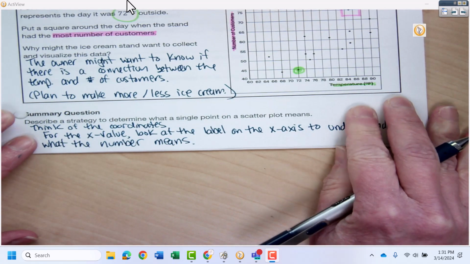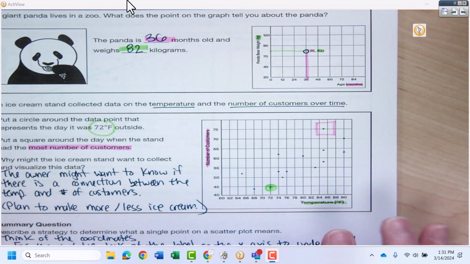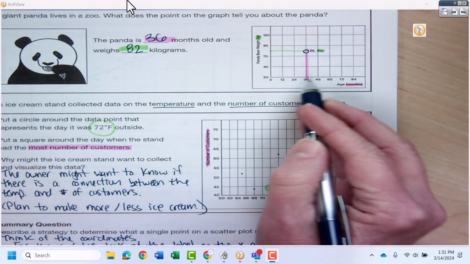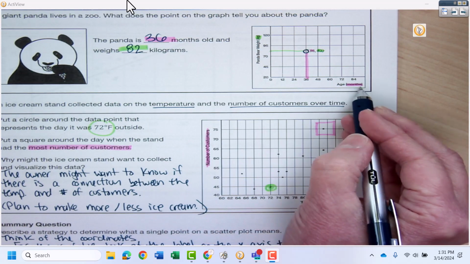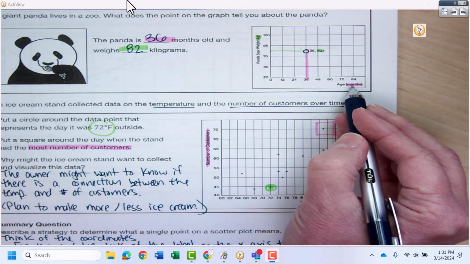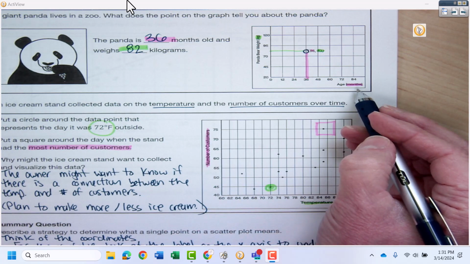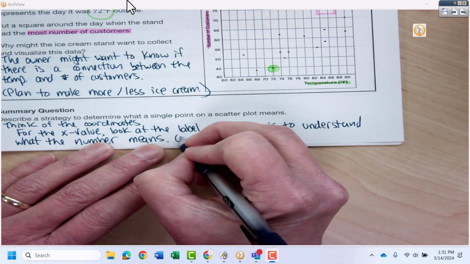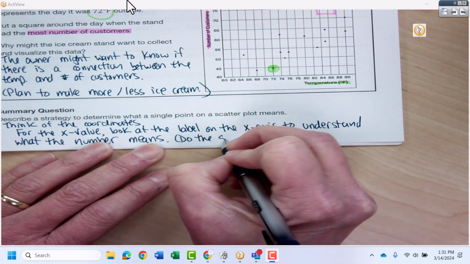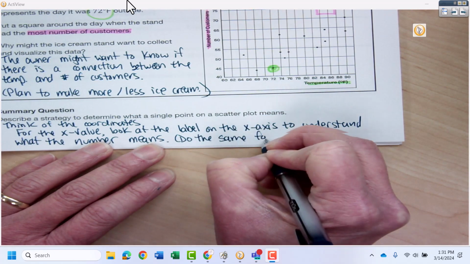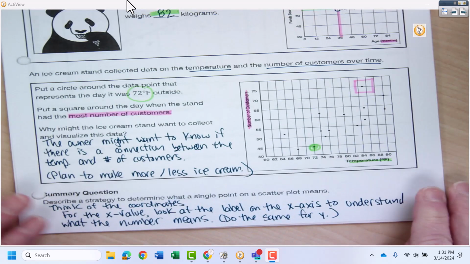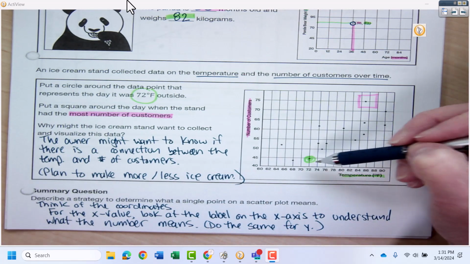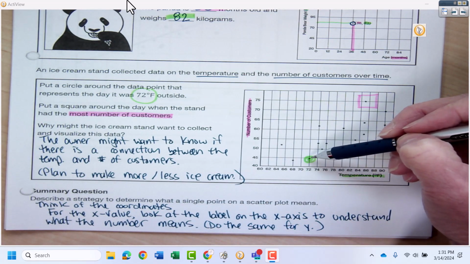So let me just go back to my panda example up here. With this panda example, the x value was 36. And if I looked at the label for the x-axis, I knew what that 36 was. It was 36 months of age. And we'd do the same for the y-axis as well. Do the same for y. So reading the labels on your graph helps you to understand what each of these points actually means.